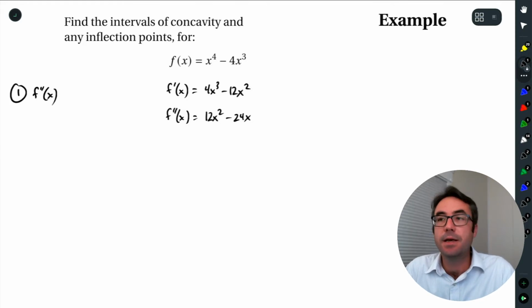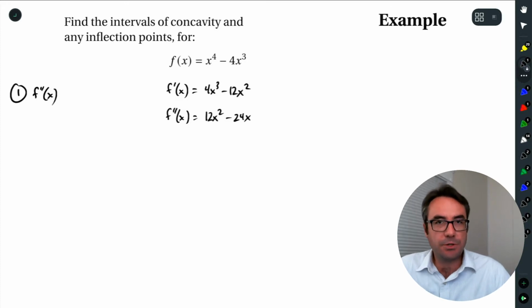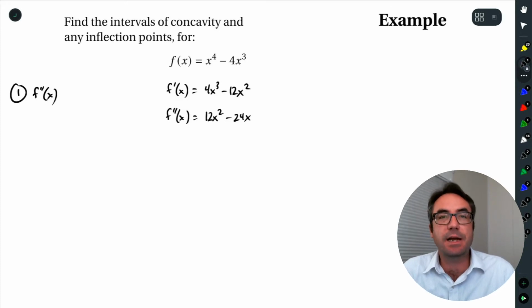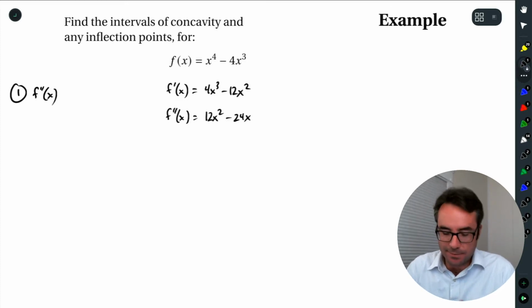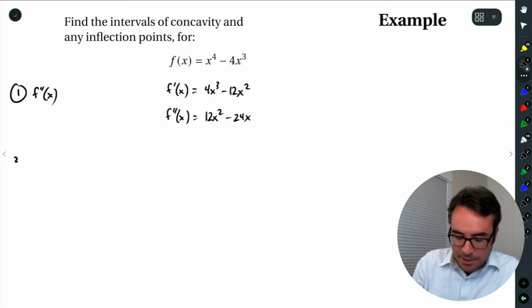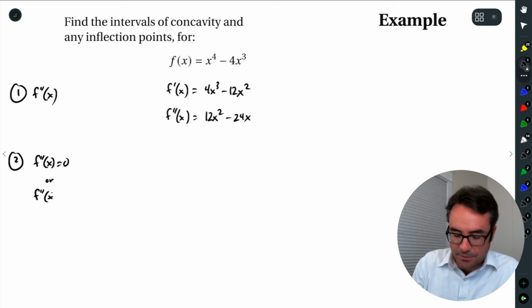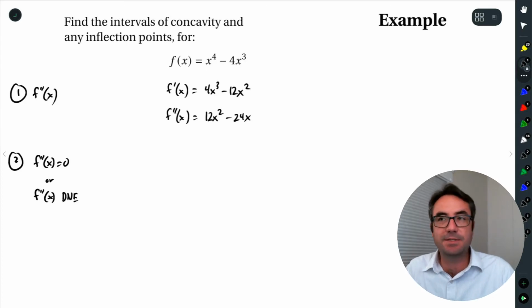Not too bad. Now we want to do something with this second derivative. So we know the second step here is going to be figure out where the second derivative is 0 or figure out where the second derivative is undefined. So that's the second step. We actually want to set this second derivative equal to 0 and solve for x. And we actually want to look for where the second derivative is undefined.